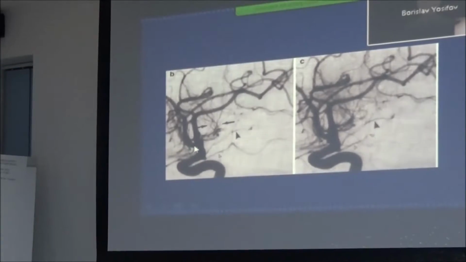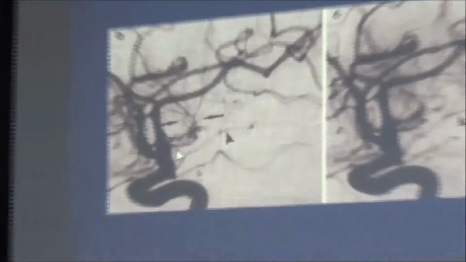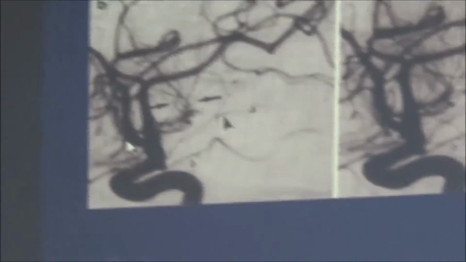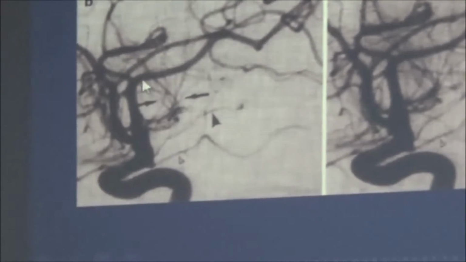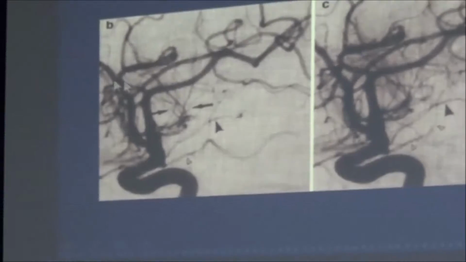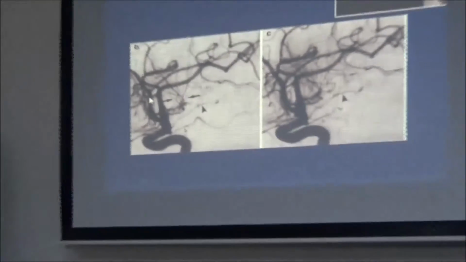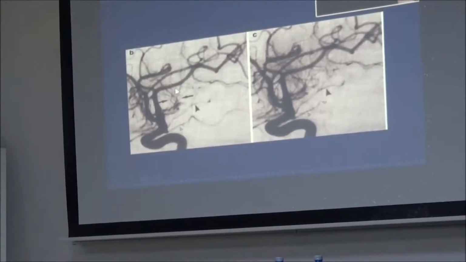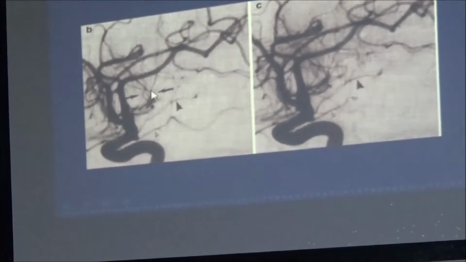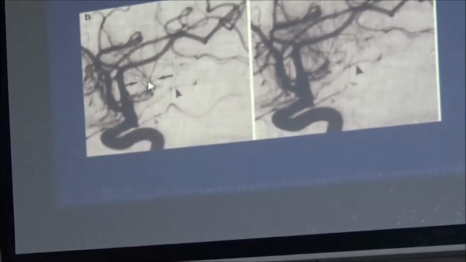Where's the bifurcation? Which would be anterior, which would be middle. So you see this splitting into two M2 branches. So this is the middle cerebral artery. You see here this bundle of fibers where the lenticulostriates and the medial striates come together. That's at the level of the anterior perforated substance.